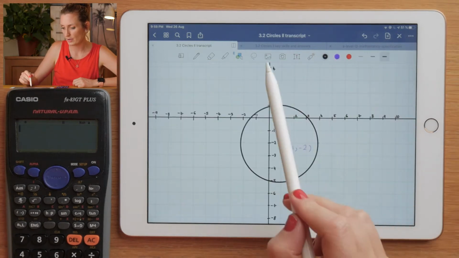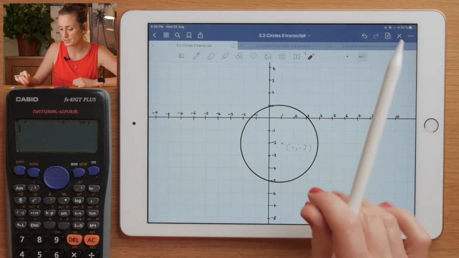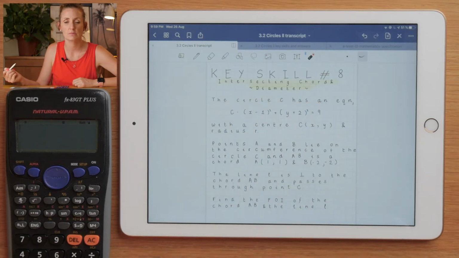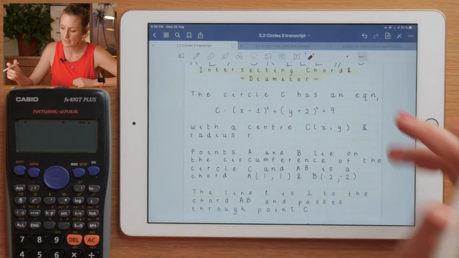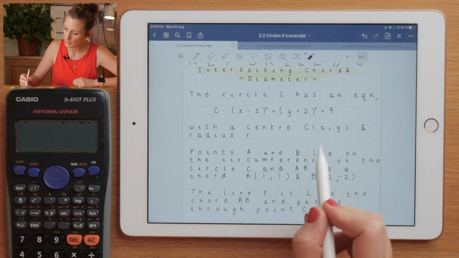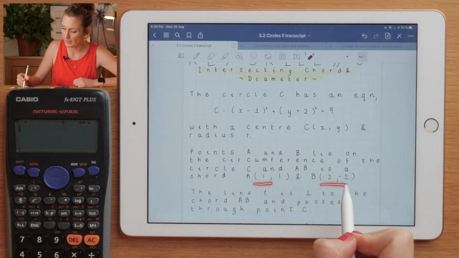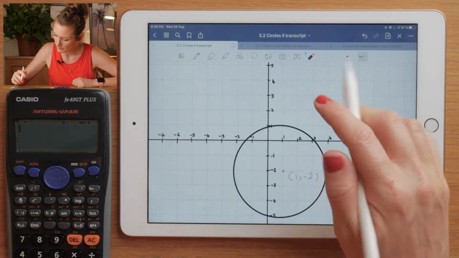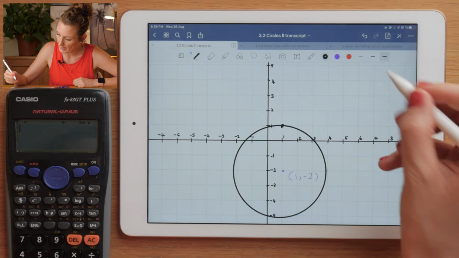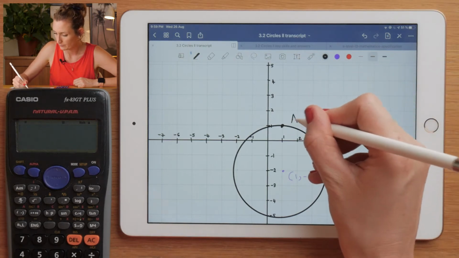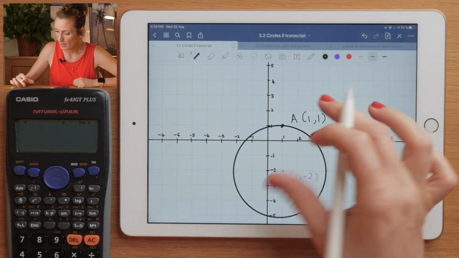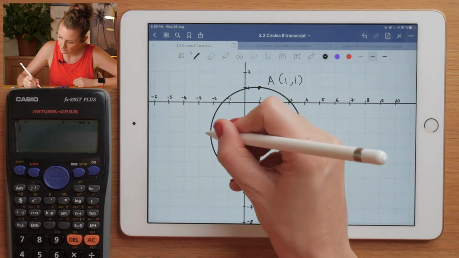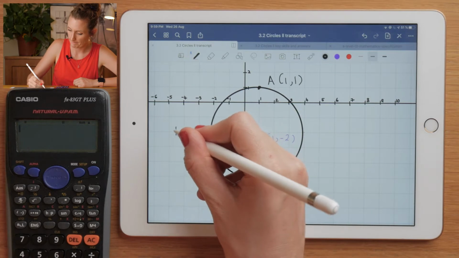So that's our circle. If you're finding it a bit hard to go straight from the equation to the sketch, then make sure you check out the earlier key skills, key skill 1 and 2. Now we're told that A and B are points on the circumference. So we've got (1, 1), which would be right about here. That would be point A. And B was the point (-2, -2), so that would be here.